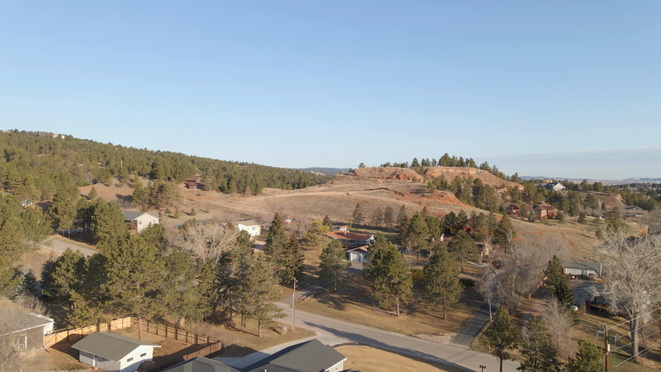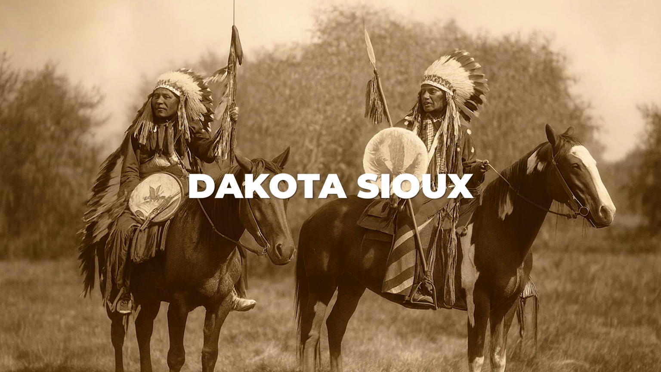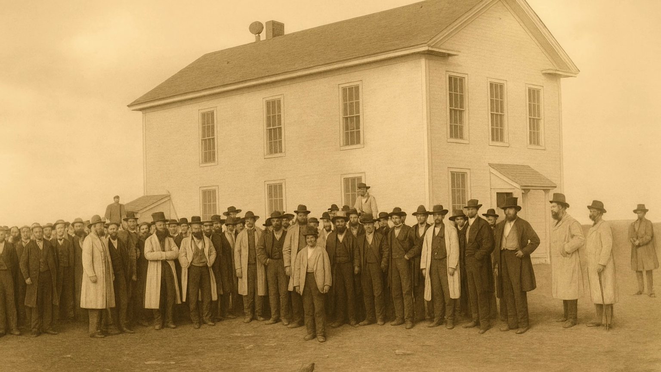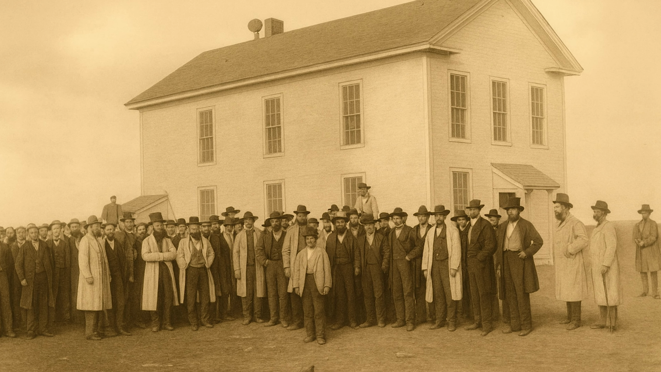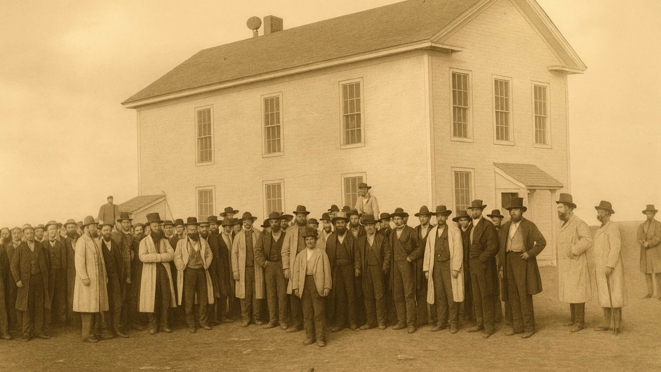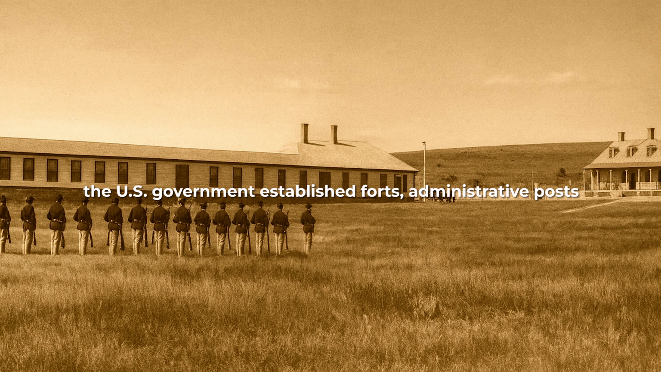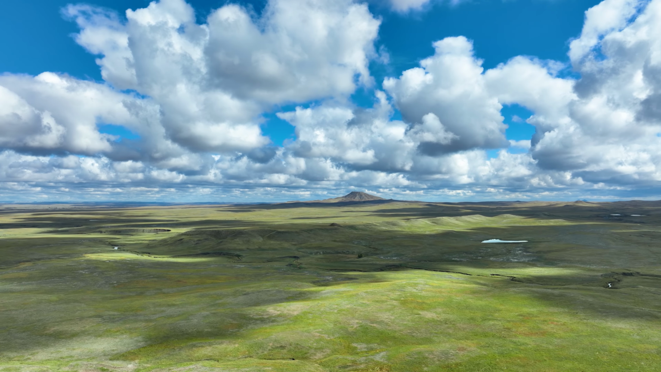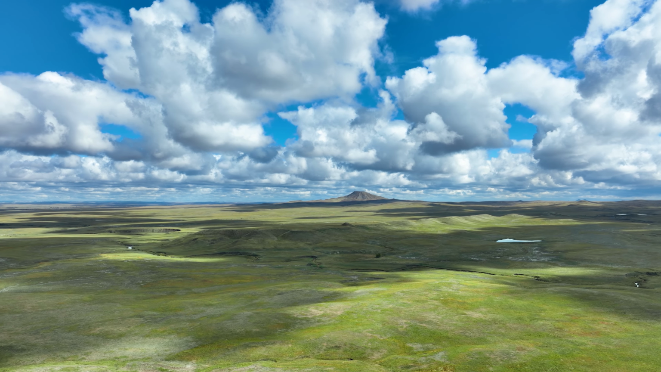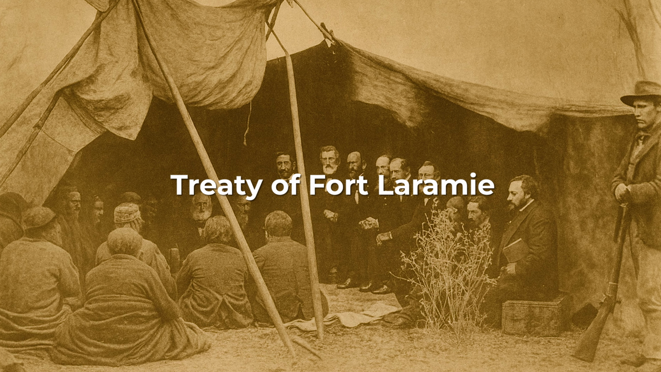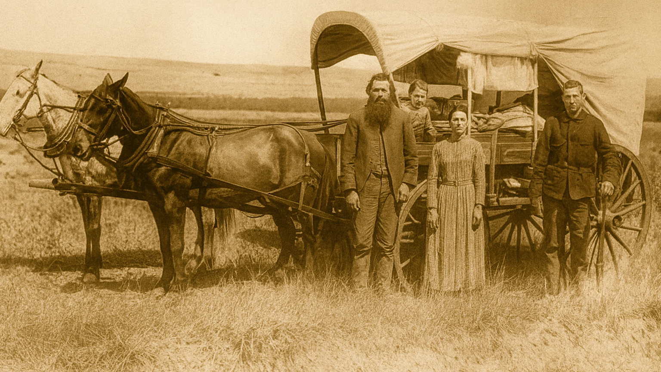The territory was sparsely populated, dominated by the Dakota Sioux and other indigenous nations who had long lived on the land, while only small clusters of fur traders, missionaries, and soldiers represented American settlement. Over the following years, the U.S. government established forts, administrative posts, and land surveys to bring order to this expansive frontier. Treaties gradually pushed native communities off their ancestral lands, making way for incoming settlers.